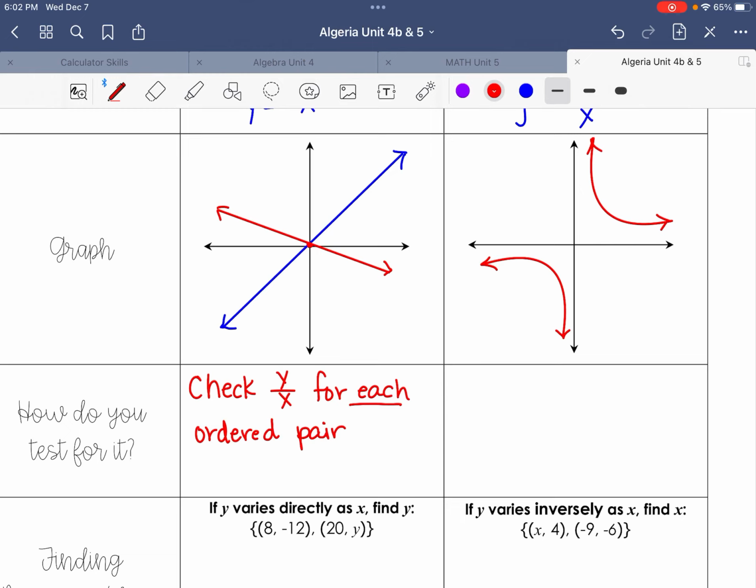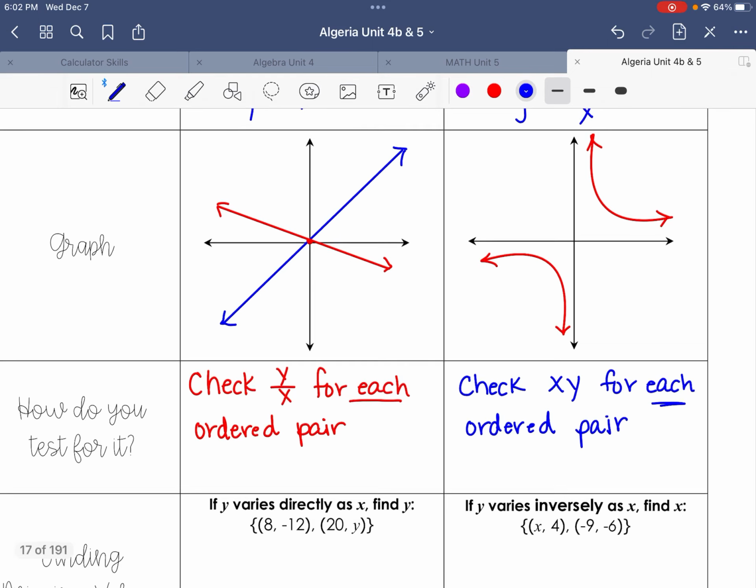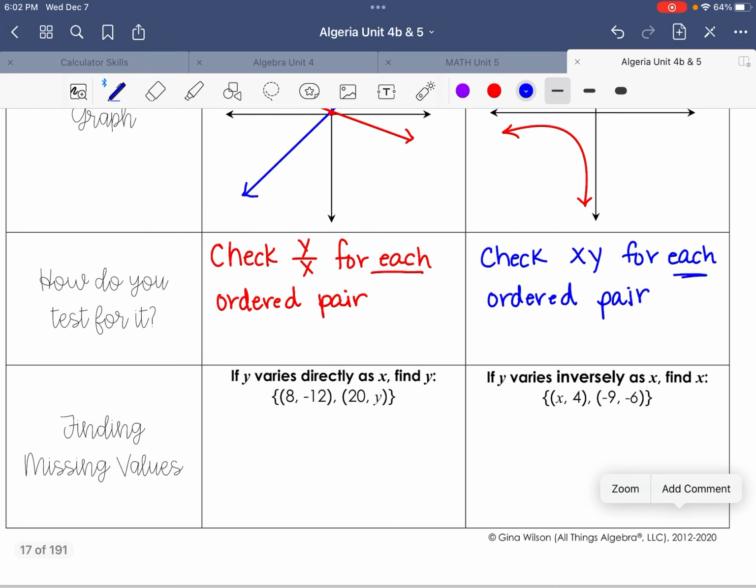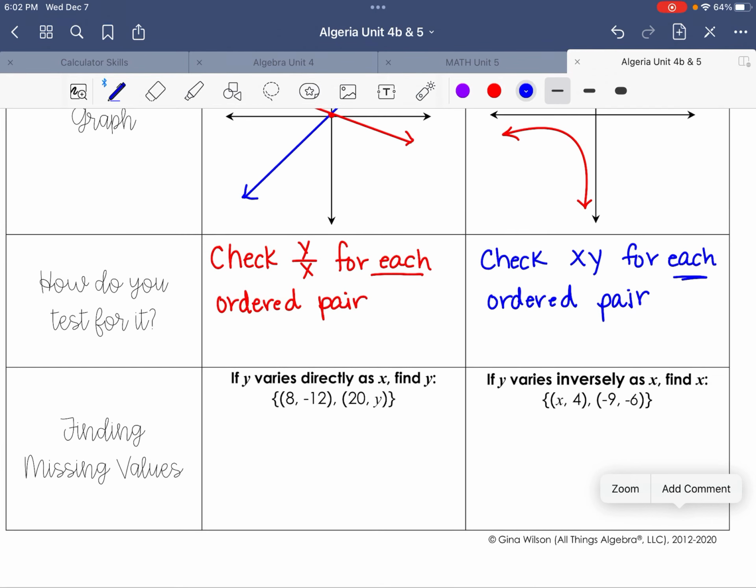How do you test for inverse variation? In inverse variation, you check x times y for each ordered pair. Don't just check some, check them all. Make sure you check all of them and not just one or two. Every x times every y equals the same number, that's your k, and that's an inverse variation. If every y divided by every x gives you the same number, then that is your k, and it's a direct variation.